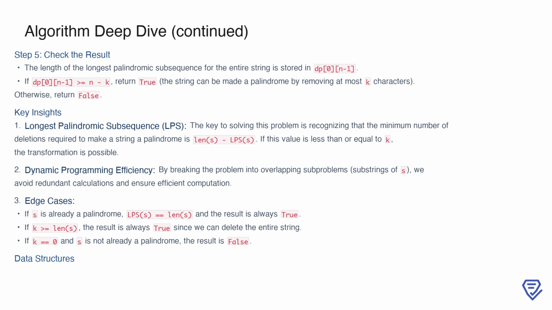Additionally, there are some important edge cases to consider. If the string is already a palindrome, its LPS is equal to its length, and the result is always true. If k is greater than or equal to the string length, we can delete the entire string, so the result is also true. However, if k is 0 and the string is not already a palindrome, the result is false, as no deletions are allowed.